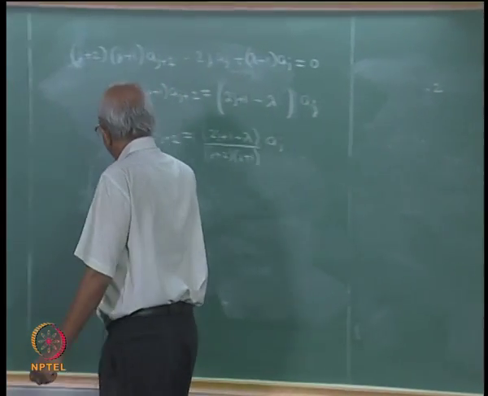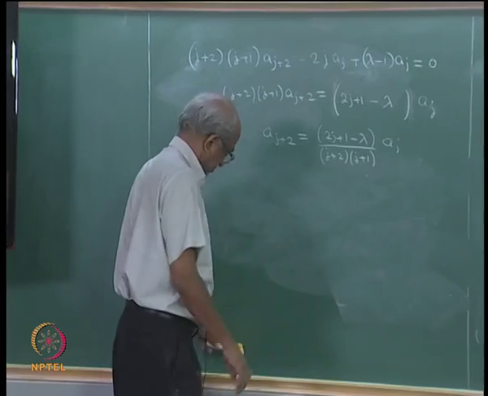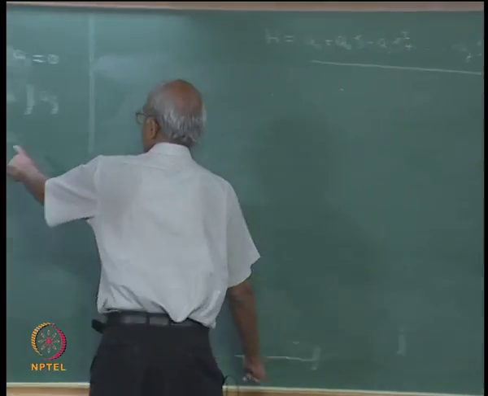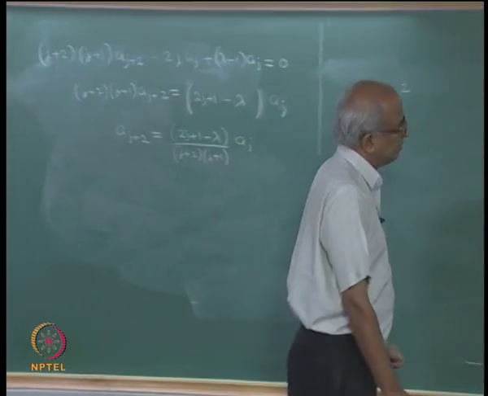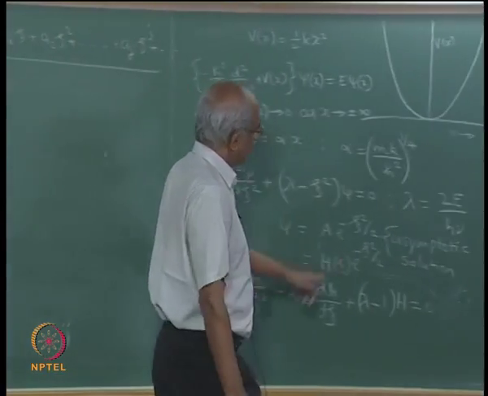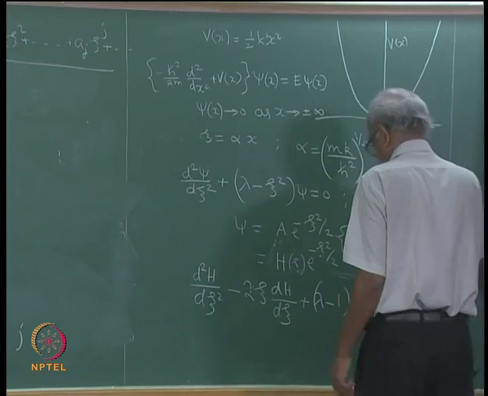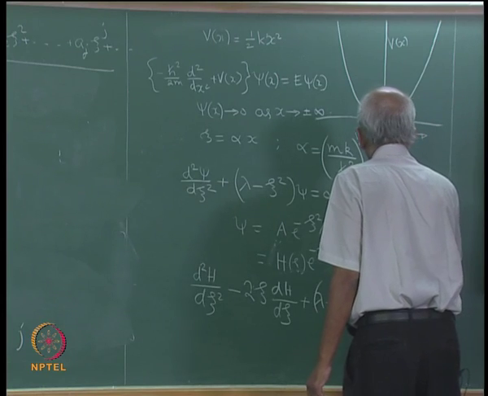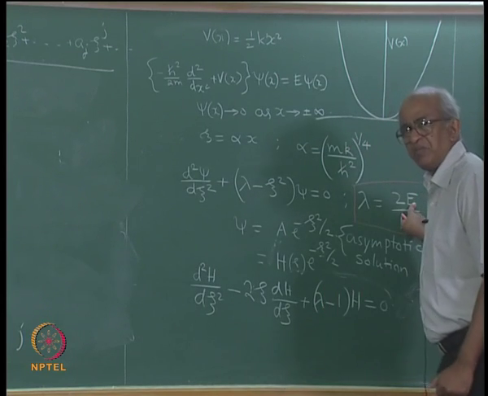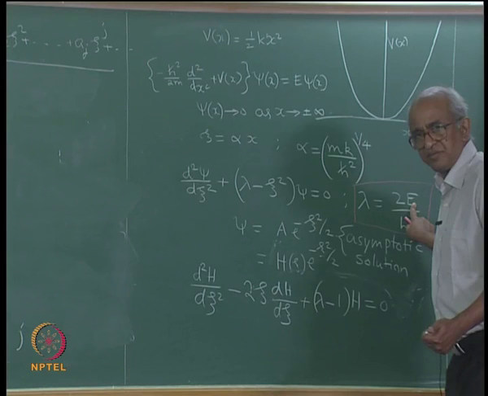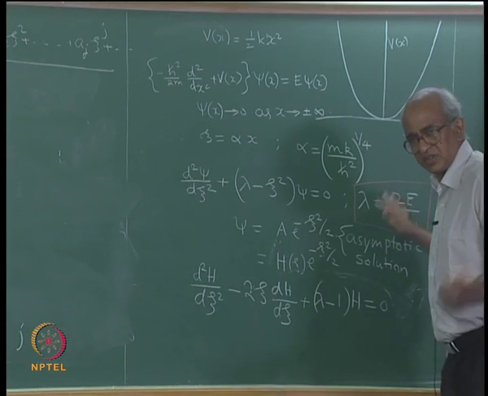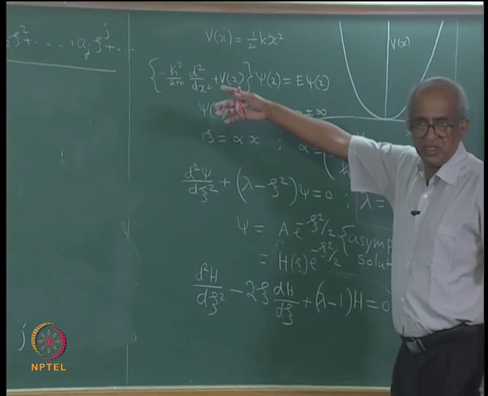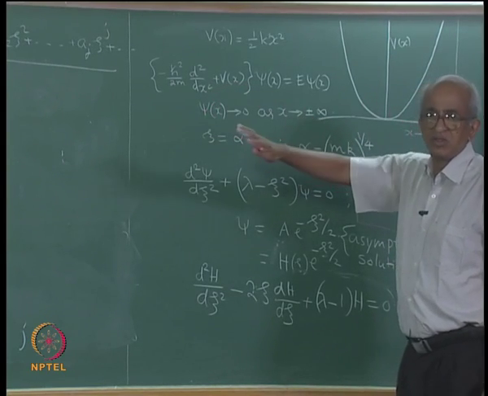Well, there is a very easy way out. See, you look at the lambda. What is lambda? Lambda is given here. So, if you give me some arbitrary value of energy, so the value of lambda is something, and the series will actually go on to infinity, and you will not get an acceptable solution.